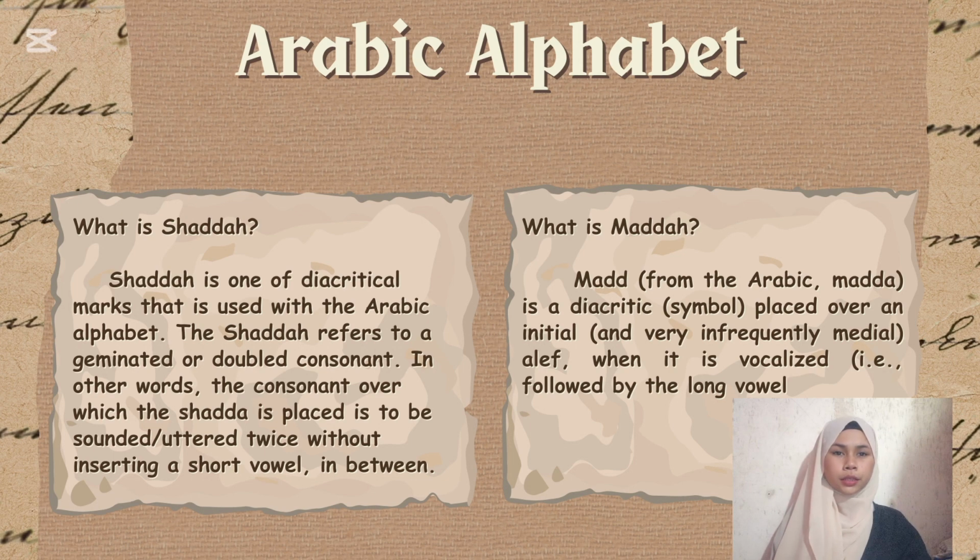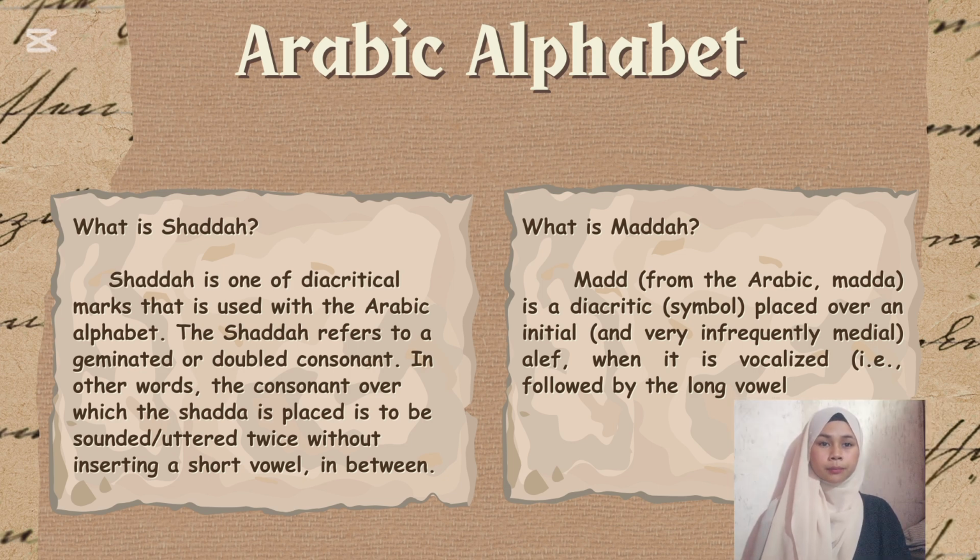What is Shadda? Shadda is one of the diacritical marks that is used with the Arabic alphabet. The Shadda refers to a geminated or double consonant. In other words, the consonant over which the Shadda is placed is to be sounded or uttered twice without inserting a vowel in between. What is Madda? Madda, from the Arabic, is a diacritic symbol placed over an initial and very infrequently medial alif when it is vocalized, i.e. followed by the long vowel.